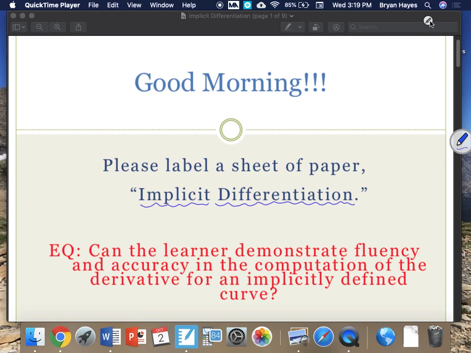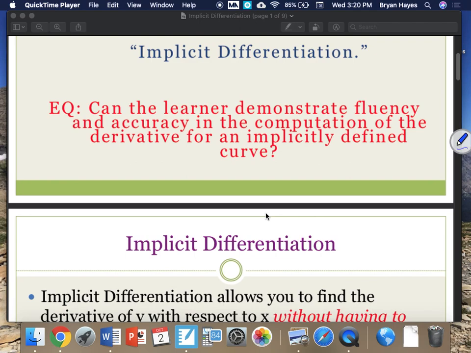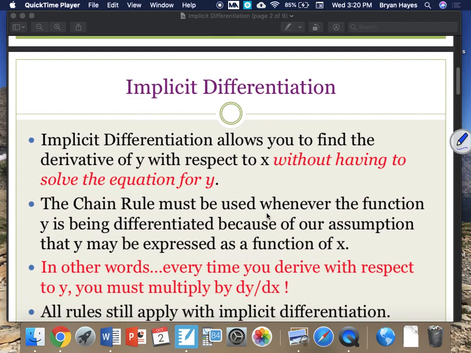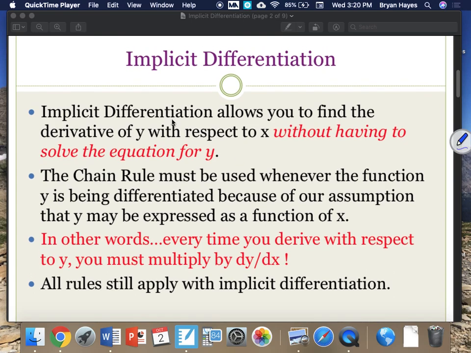And these are pretty common and prominent when it comes to them asking you questions on the AP exam. You're going to have some equations that are implicitly defined curves where you're asked to find the derivative. So that's what we're modeling today. Some general information here about this idea. Implicit differentiation allows you to find the derivative of y with respect to x of a curve without having the equation solved for y. That's very different for us so far.